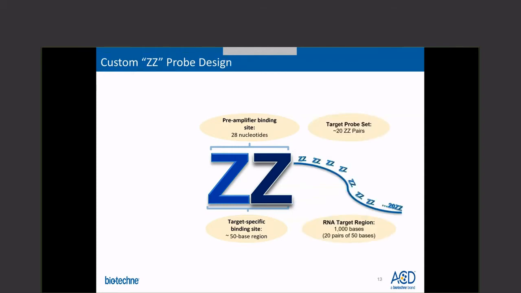A standard RNAscope probe for a target sequence of 1,000 bases or more consists of about 20 ZZ pairs pooled together that are designed to hybridize next to each other along a target region. This allows for a tremendous amount of amplification and signal potential. However, only a few ZZ pairs are needed to bind the target RNA to generate enough signal for molecule detection.